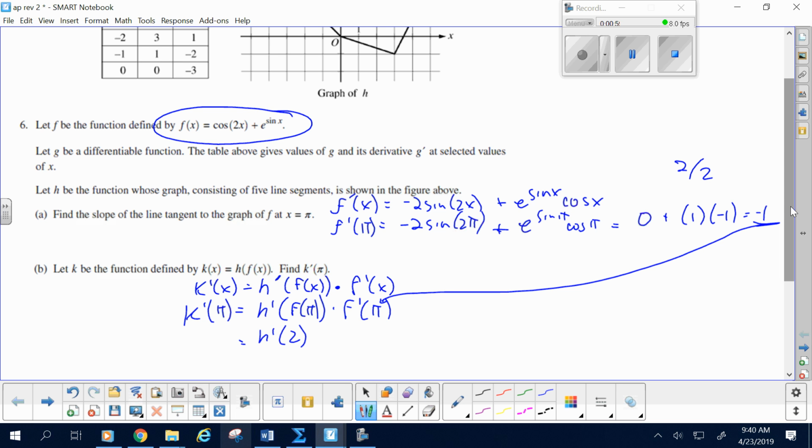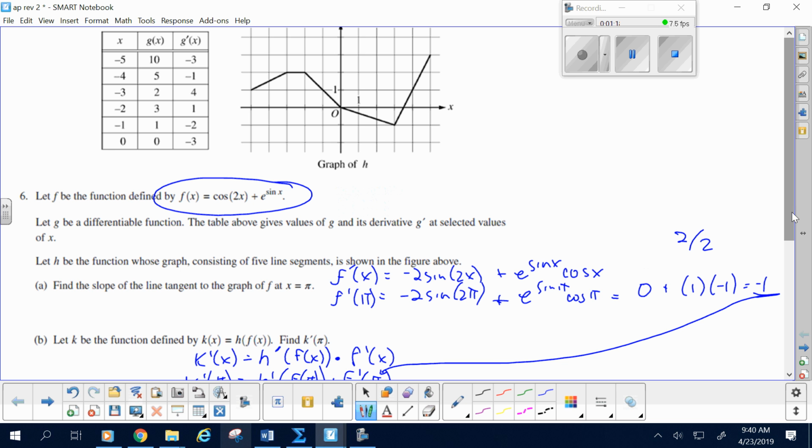If you evaluated that incorrectly in part A, but then you use that value in part B, they would give you carry through errors, so they wouldn't count you off again on that. So as long as you used your result from part A there, you would still be in on full credit for part B. H prime at 2, though, involves looking for the slope at 2. What is the slope at 2?